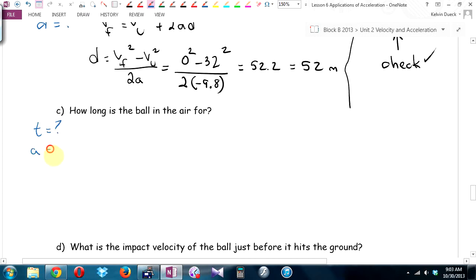I know A is negative 9.8, yes? What was VI? What was VI? It was... what else do I know? Believe it or not, I know this. I know this.